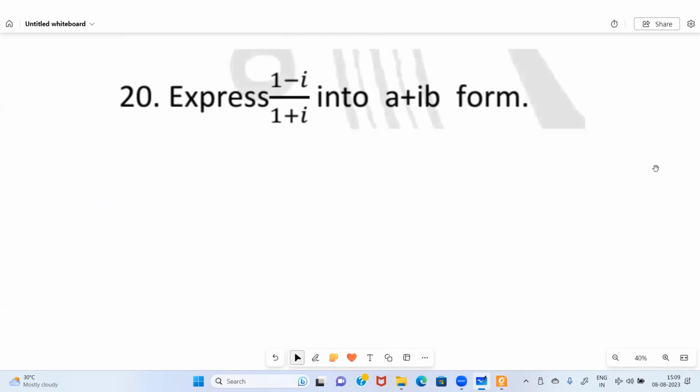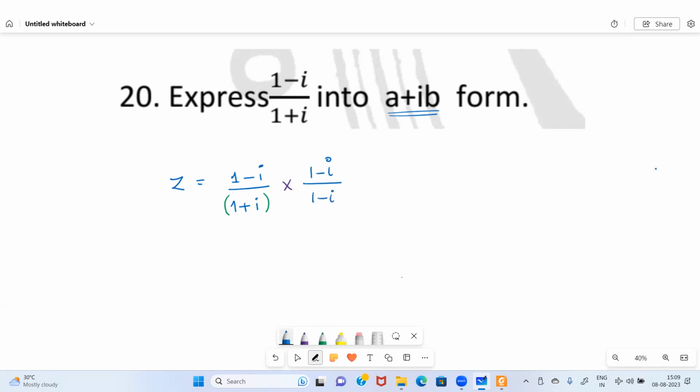Let's look at question number 20. Express the complex number. Let's say the complex number is given by 1 minus I divided by 1 plus I. Express it in the form a plus ib. Okay. So what is that we do? We rationalize. We multiply and divide with conjugate of the denominator. What is the denominator function, students? 1 plus I. This number's conjugate will be 1 minus I. So I will multiply numerator and denominator with 1 minus I.